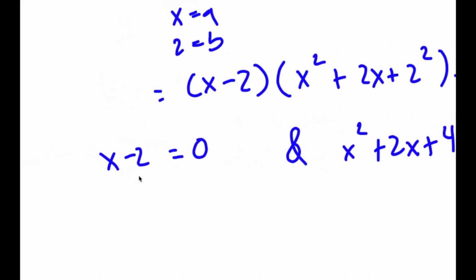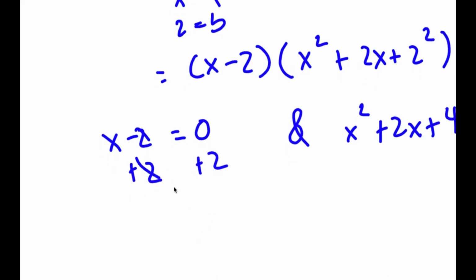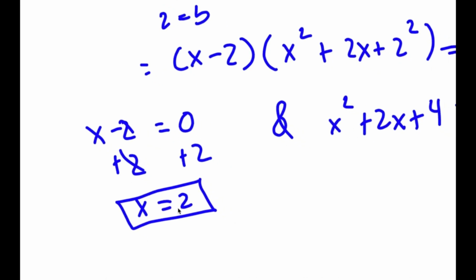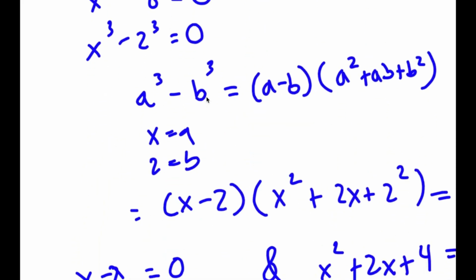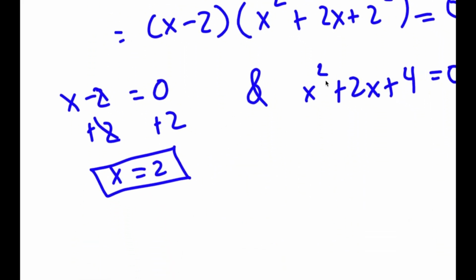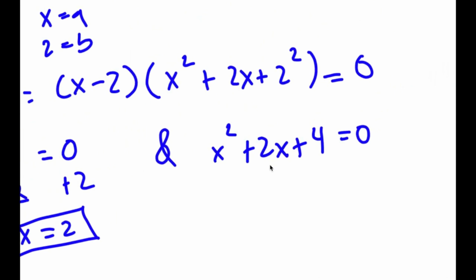Now first, for x minus 2 equals 0, I can simply add 2 on both sides, and I would get x is equal to 2. And this is probably the solution that everyone thinks this equation has, but there is actually one more solution. So we have x squared plus 2x plus 4. And to solve this, I'm not going to factor, sorry. I'm going to use the quadratic formula to find the solution to this equation.